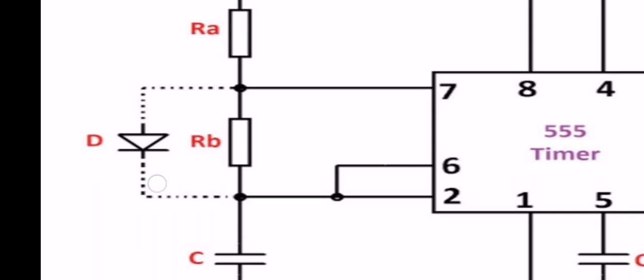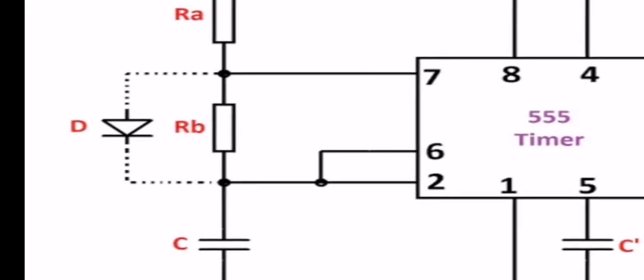Now we see a diode D. It is connected in parallel to RB, and it is only used when an output of duty cycle less than or equal to 50% is required. So only when an output of less than 50% or 50% is required, only then we use this diode. Okay, so this is the explanation and the importance of all the parts.